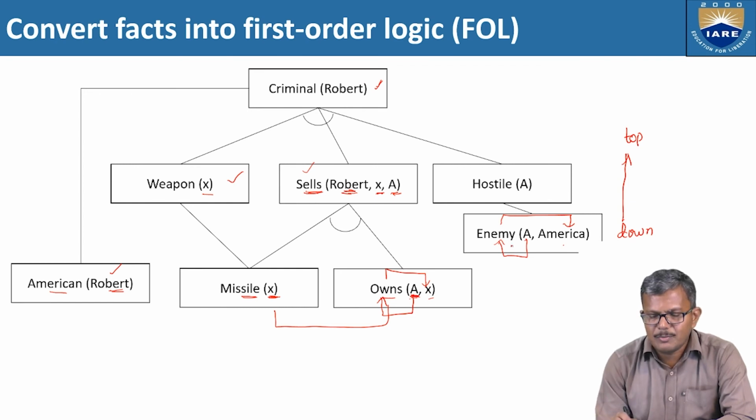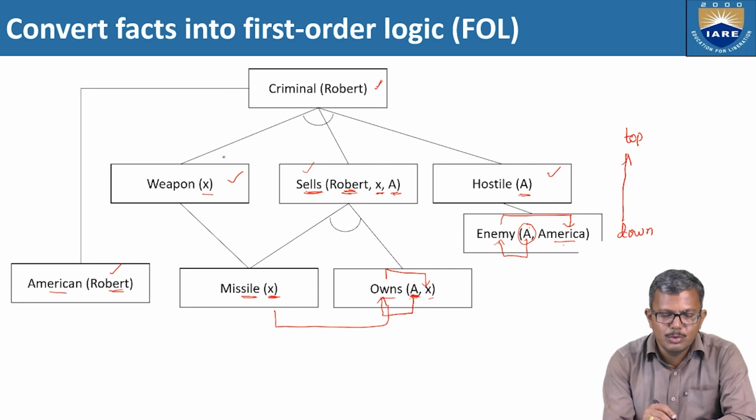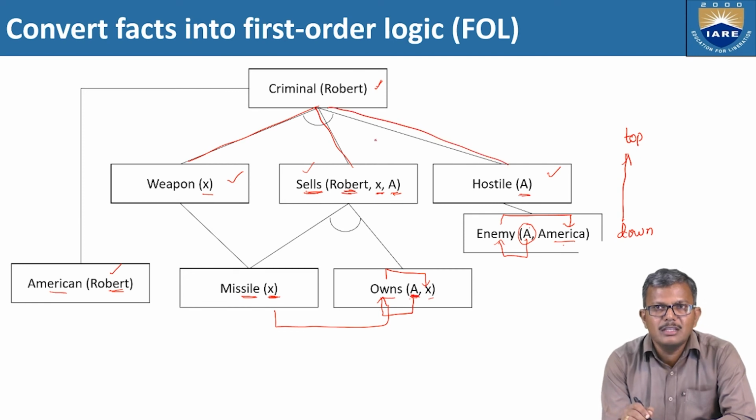The same way from here also. The enemy. Who is the enemy? A is the enemy. Enemy of whom? Enemy of America. So obviously when A is the enemy of America, we can say that A is the hostile nation. This will be our next level of representation. Through these three levels, again you can prove. There are three different possibilities you are having. By taking the help of the facts, all together you can prove that robot is a criminal.